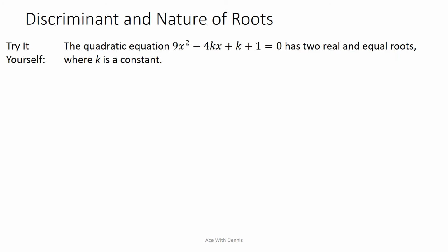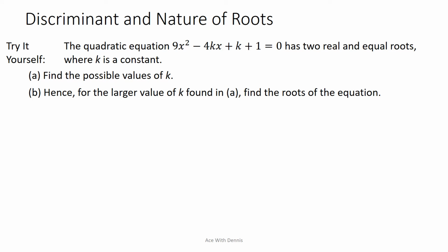The quadratic equation 9x squared minus 4kx plus k plus 1 equal to 0 has two real and equal roots, where k is a constant. A. Find the possible values of k. B. Hence, for the larger value of k found in A, find the roots of the equation. You can pause the video and try to do it yourself.